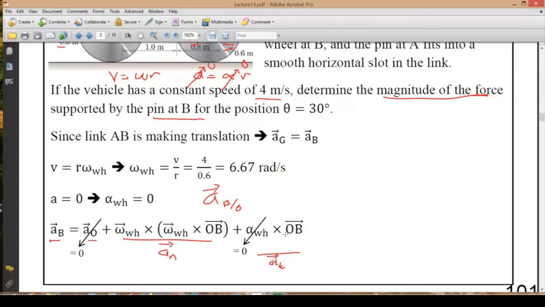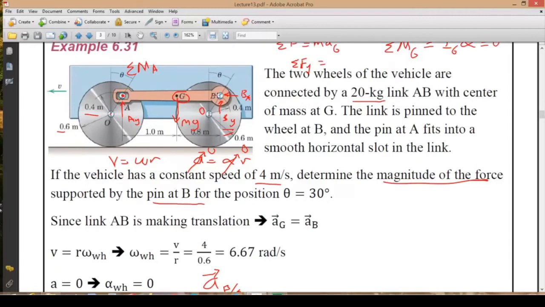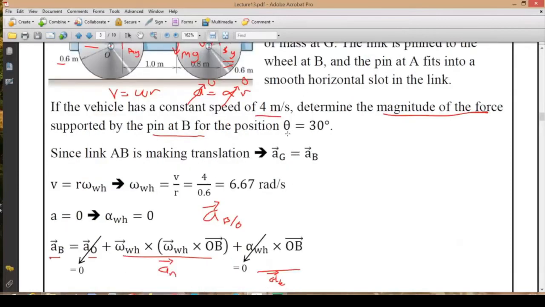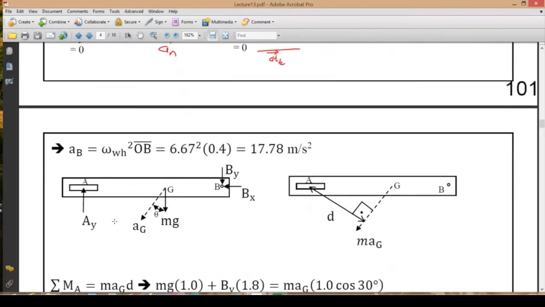Well, alpha is equal to 0, so the tangential part of the acceleration cancels out. There is this normal part, and that is along the radius here towards the center of curvature. If point B were located at the next position, it would still point to the center of curvature. And at this instant, when theta is 30 degrees, if we show the free body diagram, this acceleration is at 30 degrees from the vertical.